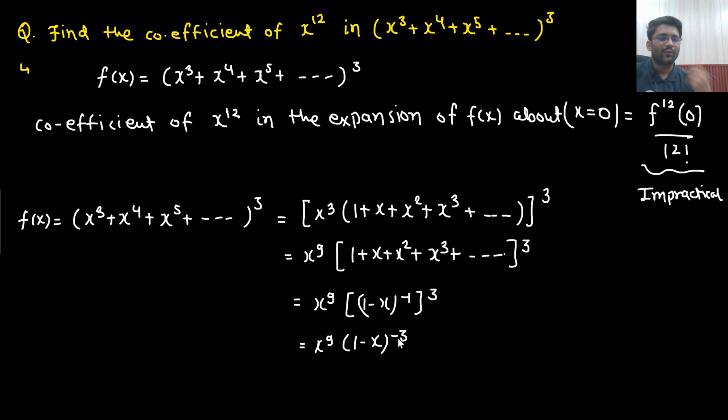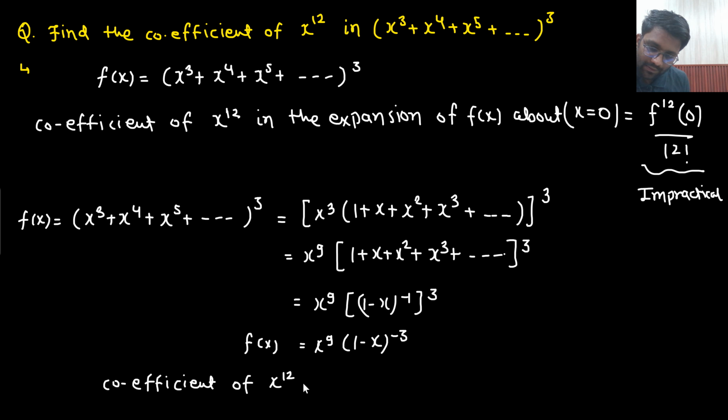Now I need to find out the coefficient of x to the power 12. Right? I need to find out the coefficient of x to the power 12. This is the fx I have reduced to. Fx is coming out to be x to the power 9, 1 minus x to the power minus 3. Now I will write down the expansion of 1 minus x to the power minus 3. But till what power will I write down? Can anyone comment? Basically, what do I need? I need the coefficient of x to the power 12.